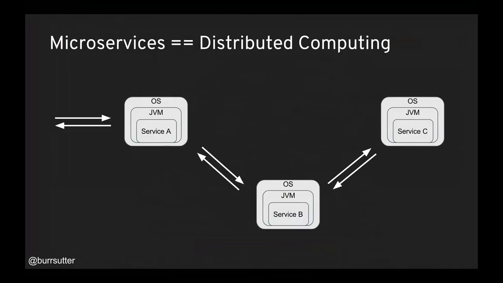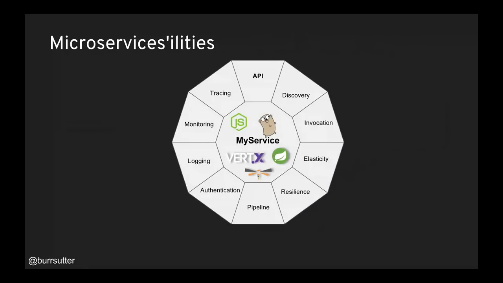So microservices is fundamentally about distributed computing, having a bunch of services running in their independent Java virtual machines with their independent operating systems, running out there on different compute nodes in many cases. So it might be several different virtual machines, several different pieces of hardware, but they're running across a distributed network. And because of that, you have to have certain microservice capabilities. I call these the microservice-ilities. What kind of capabilities might your microservice need?